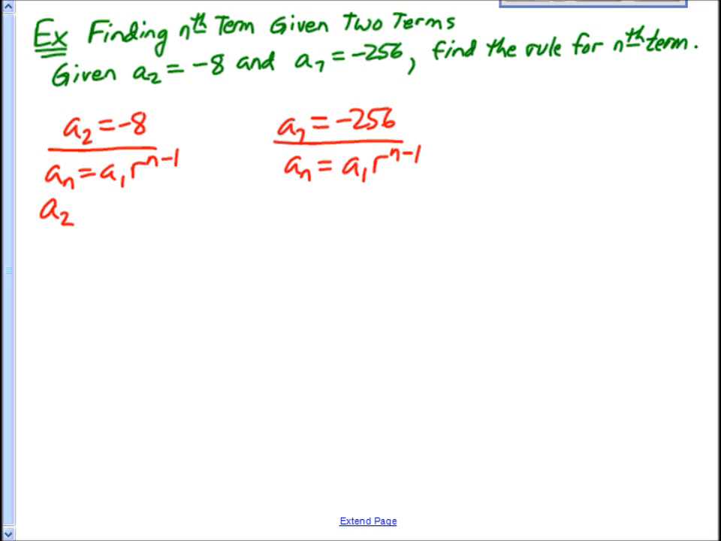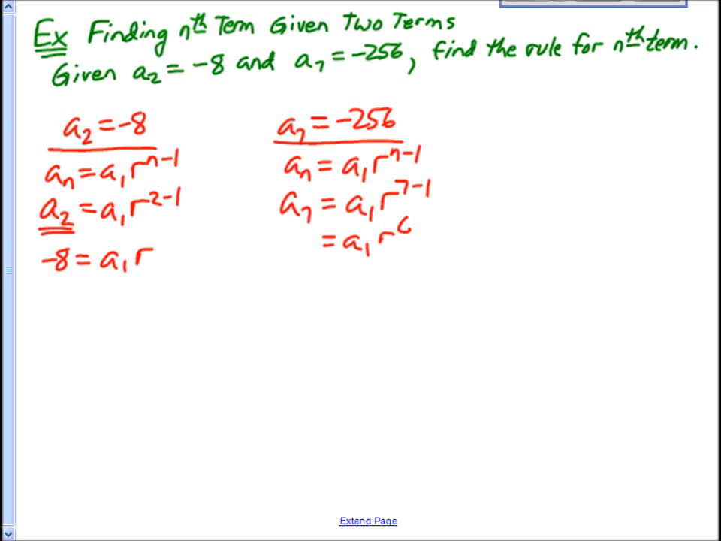So the second term, so n is 2 here. First term we don't know. R we don't know. But again, n is 2, so fill that in. And what is A2? It's -8, right? R to the 2 minus 1, it's just R to the 1, okay? So here we have -8 equals the first term times the common ratio, okay? Over here, let's do it now. The 7th term, so n is 7. Okay, 7th term is what? -256, okay? Now, so you have -8 equals A1 R, -256 equals A1 R to the 6, okay?